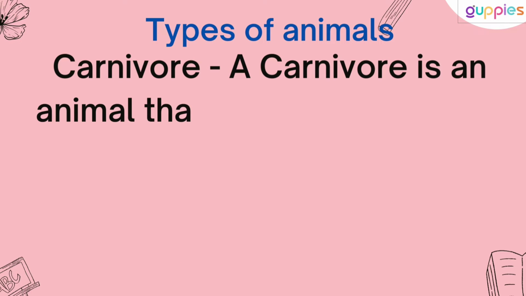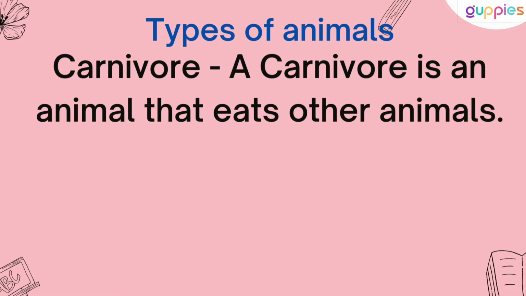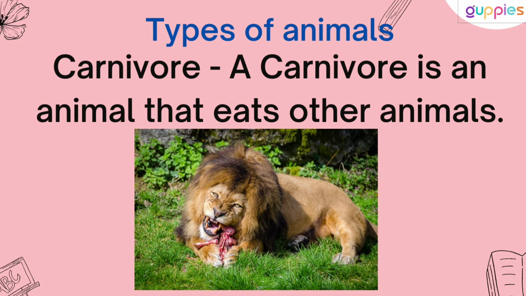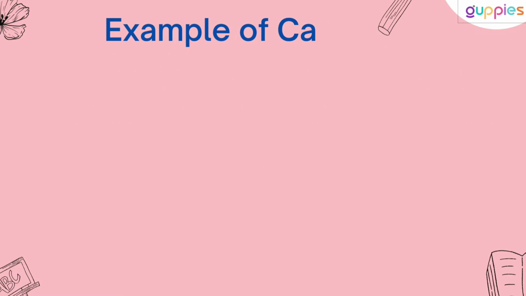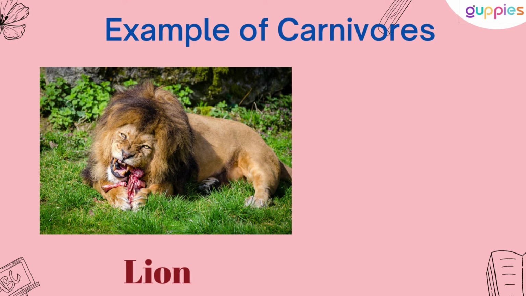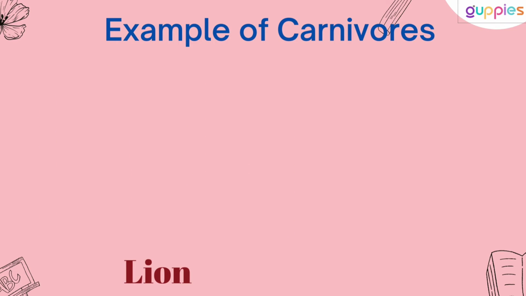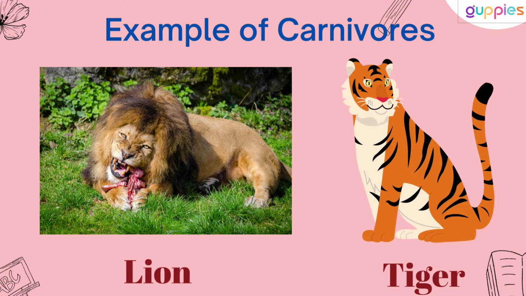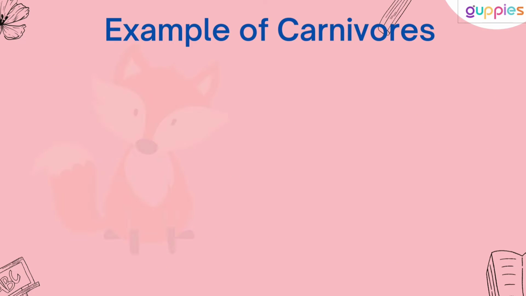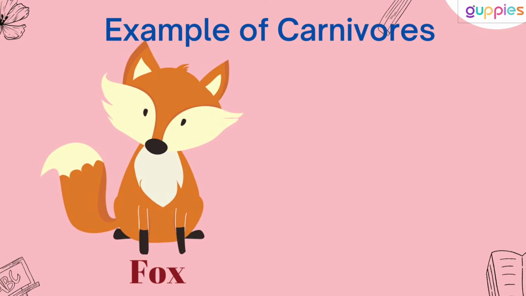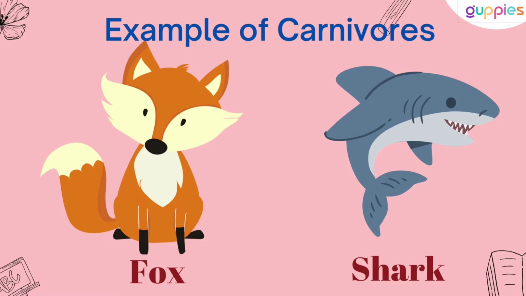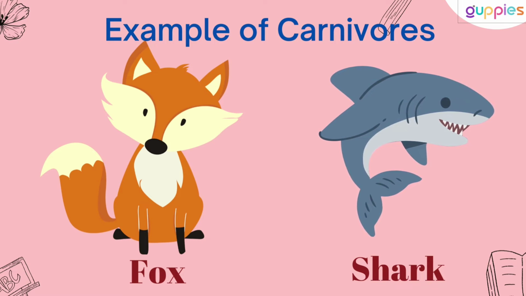Carnivore. A carnivore is an animal that eats other animals, like lion. Example of carnivores. Lion, L-I-O-N. Tiger, T-I-G-E-R. Fox, F-O-X. Shark, S-H-A-R-K.